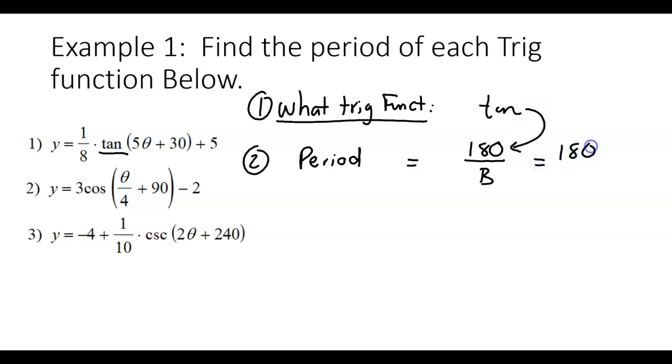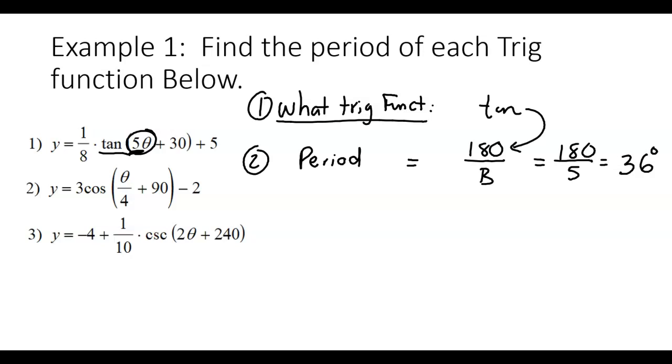What is our b value? The b value is the number that's multiplying the variable inside the parentheses. In this case, it's a theta. So my b value in this case is a 5. So if I were to divide these, I would get, 3 goes into 18 3 times. So 36 degrees. So usually tangent has a 180 degree period, but because of the multiplier here, it will now have a period of 36 degrees.